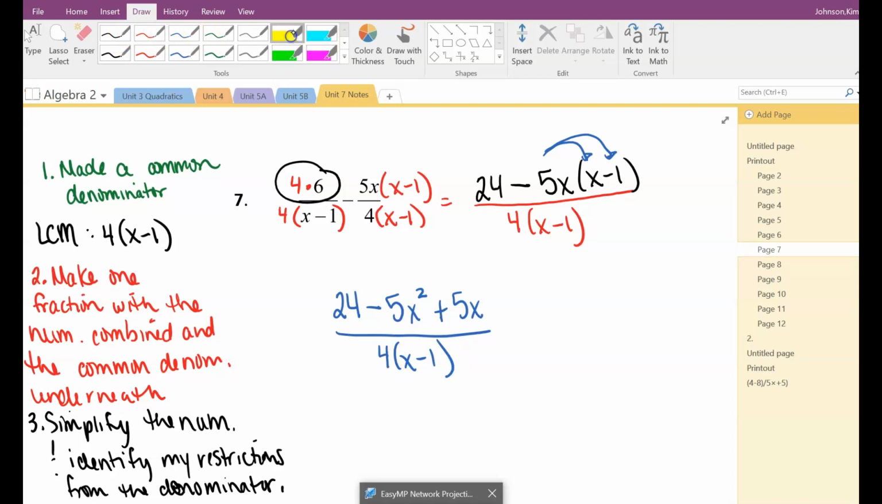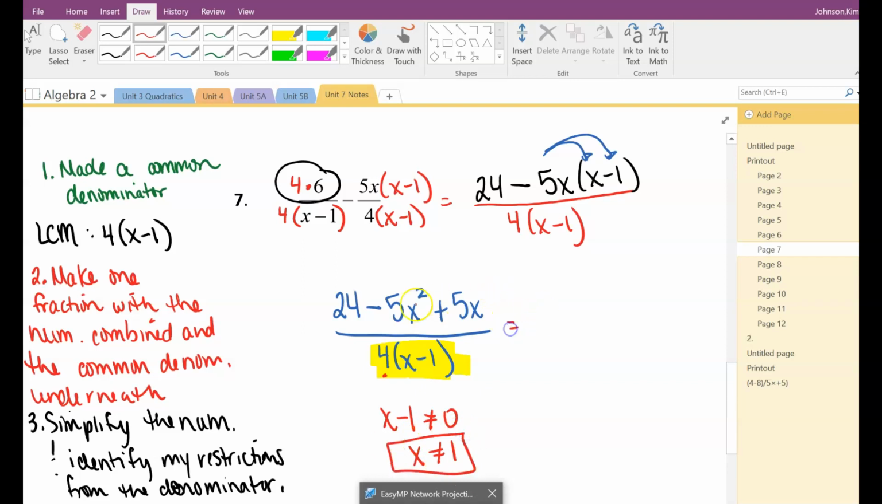Restrictions from this denominator, right? I'm asking myself what would make that denominator 0. The 4 I don't have to worry about because that can't equal 0 regardless. So it's really the fact that x minus 1 can't equal 0. So x cannot be equal to 1. If I add 1 to both sides, I'm going to get x can't be 1.